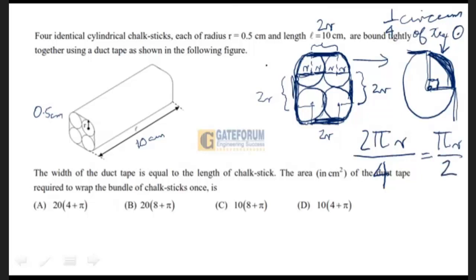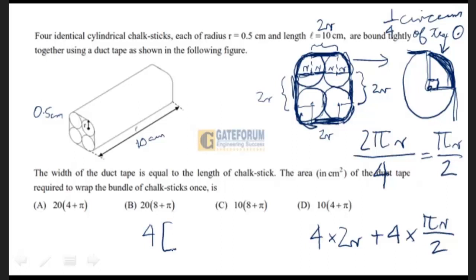But then let us see the total duct tape necessary. See, there are 4 into 2r's, and along with that there are 4 such cases. So 4 into pi r by 2 plus 4 into 2r. So that basically is, well, we can actually multiply them, 8r plus 2 pi r.